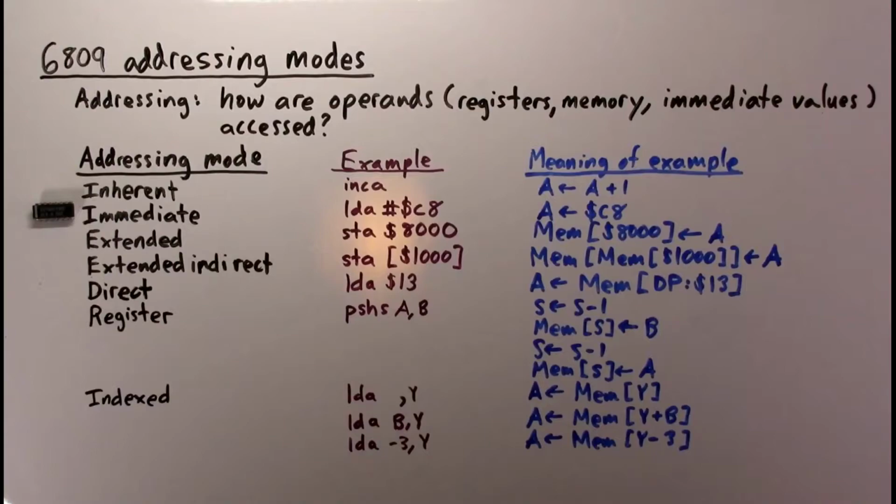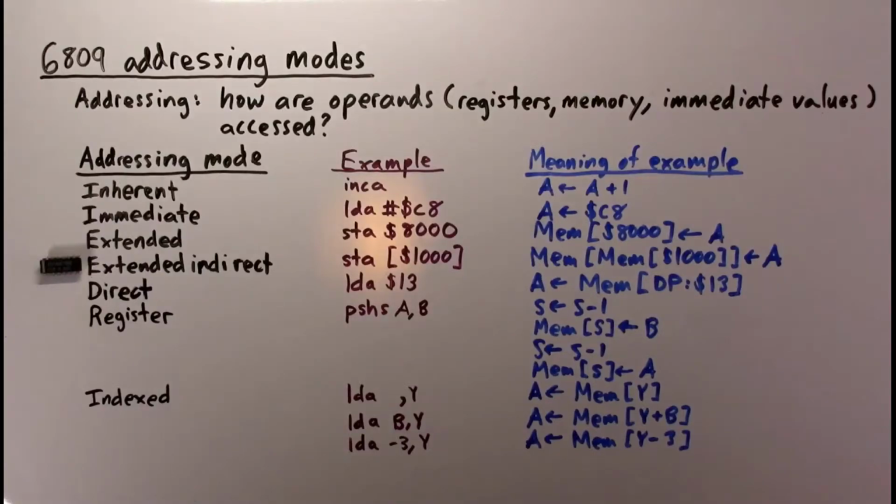In the immediate addressing mode, the instruction uses an immediate 8-bit constant value that is loaded from the encoded instruction. In the example, the LDA instruction loads the immediate value hex C8 into the A register. Note that immediate values must be prefixed with a hash symbol. In the example, the dollar sign indicates that the constant is hexadecimal. In the extended addressing mode, the instruction uses a 16-bit address loaded from the encoded instruction. This address specifies a memory location. In the example, the value of the A register is stored to the 1-byte memory location at address hex 8000.